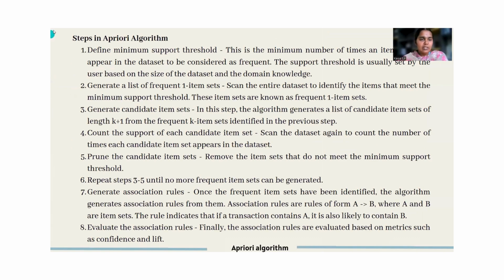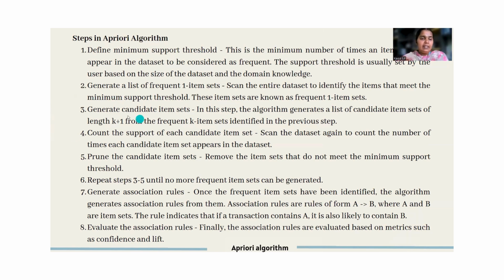So the algorithm suggests that we have to set a threshold value, that is minimum support. This is nothing but the minimum number of times each item has to occur, or the minimum number of times each item has to be frequently repeated, right? Then we have to generate the items one by one, that is 1 item set, 2 item set, 3 item set, until the condition returns null.